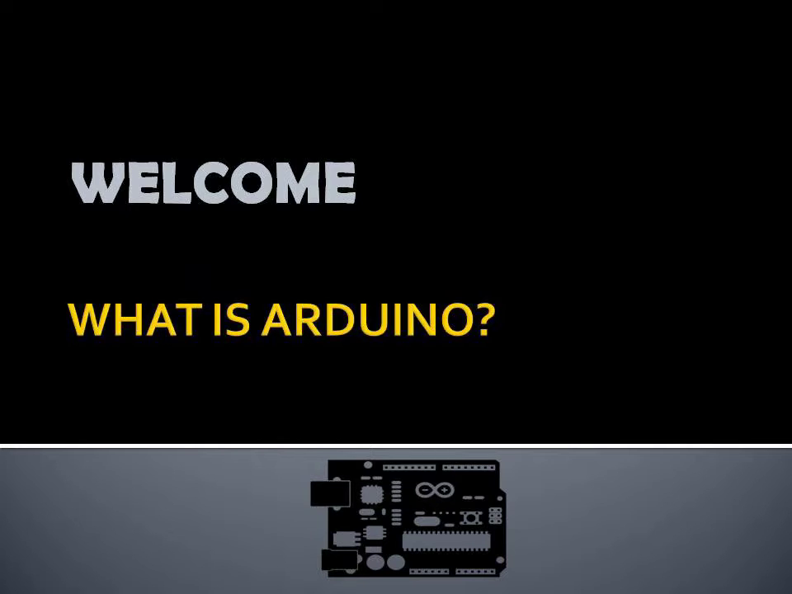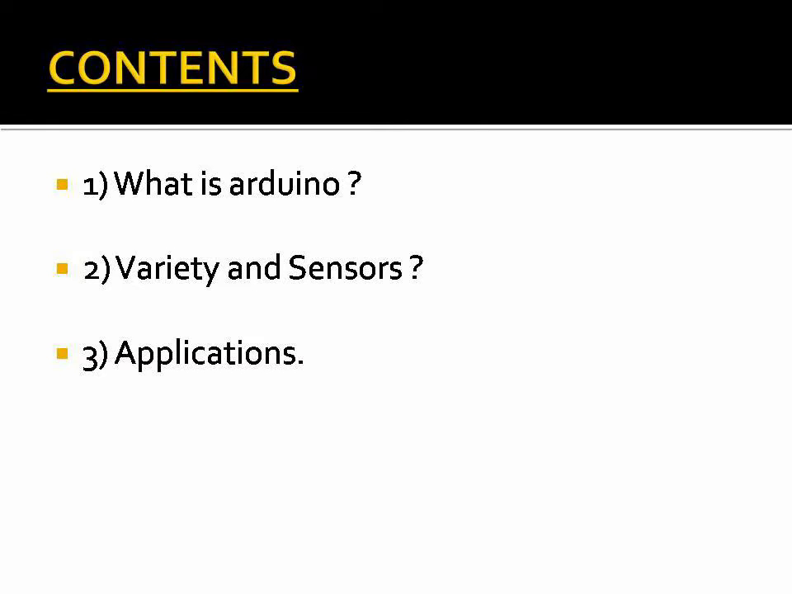Now in the further video we will be discussing what is Arduino, what are the different varieties of Arduino, what are the sensors that can be coupled with Arduino, as well as the pin diagram, and at last we will be discussing what are the applications of the microcontroller Arduino Uno. The most common example of Arduino Uno is making DIY based projects.